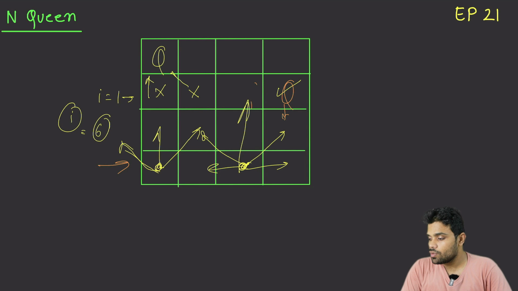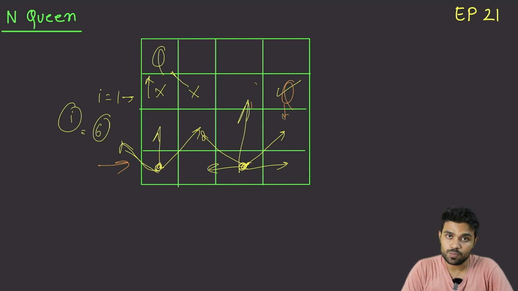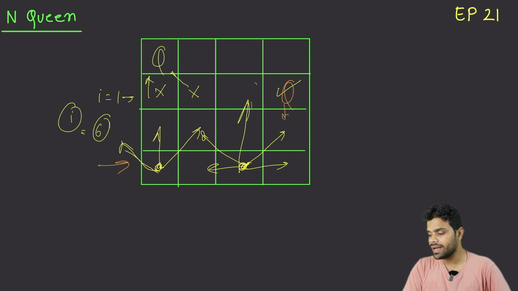So we saw that we can check for a safe position with the help of for loops, right? With the help of for loops we can check the safe positions, but we can do a slight optimization over that as well. How can we do that?